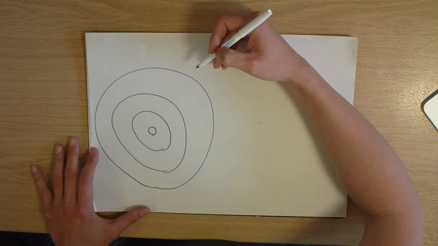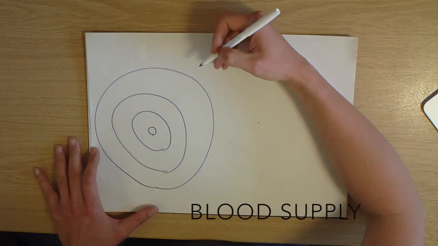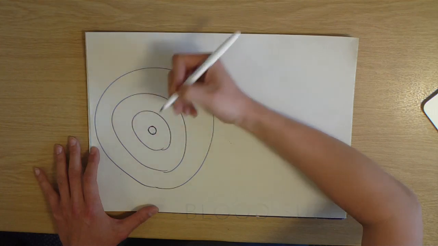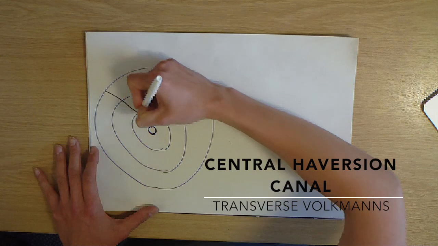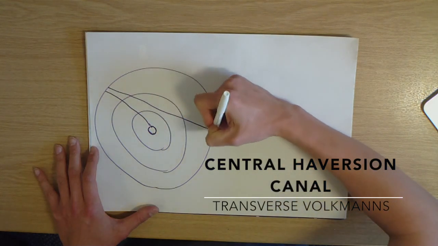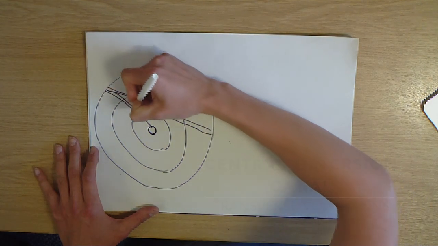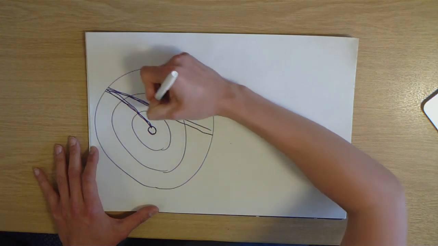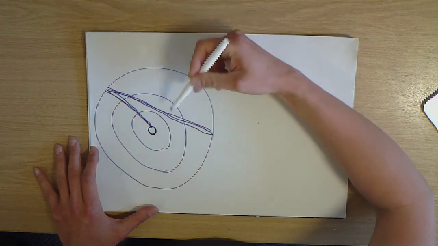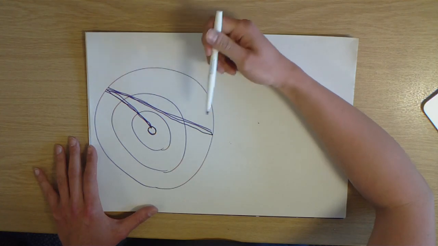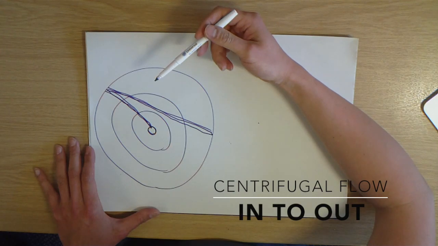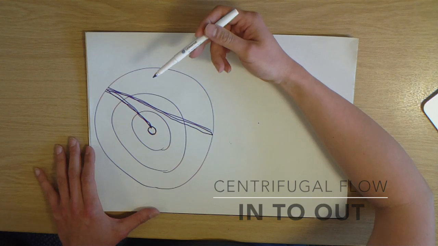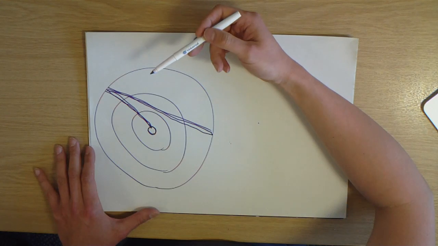In terms of the blood supply, we can see that there's a central haversian canal with a neurovascular bundle running perpendicular to this. We have transverse Volkmann's canals, and this network of blood vessels connects the inner endosteal surface with the outer periosteal surface, and we know that the blood flow in bone is centrifugal.